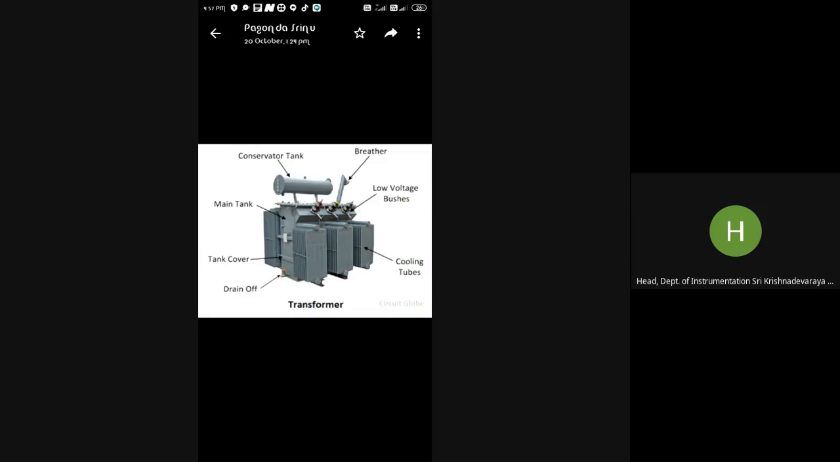Transformer. A transformer is a static electrical machine which transfers AC power from one circuit to another circuit at a constant frequency, but the voltage level can be altered. That means voltage can be increased or decreased according to the requirement. A transformer works on the principle of Faraday's electromagnetic induction, which states that the magnitude of voltage is directly proportional to the rate of change of flux.